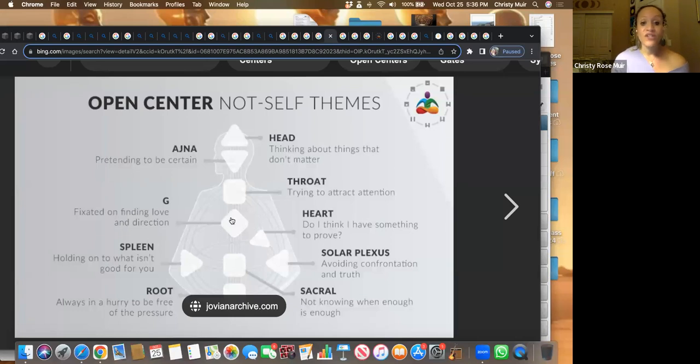If you have an open G center, mine is wide open with zero activations. And this ran me for a long time in my life, fixated on finding love and direction. Who am I? What am I going to be? What am I doing with my life? Who loves me? Who am I supposed to be with? What is love? All of these questions drove so many of my decisions. Maybe you can relate to this.